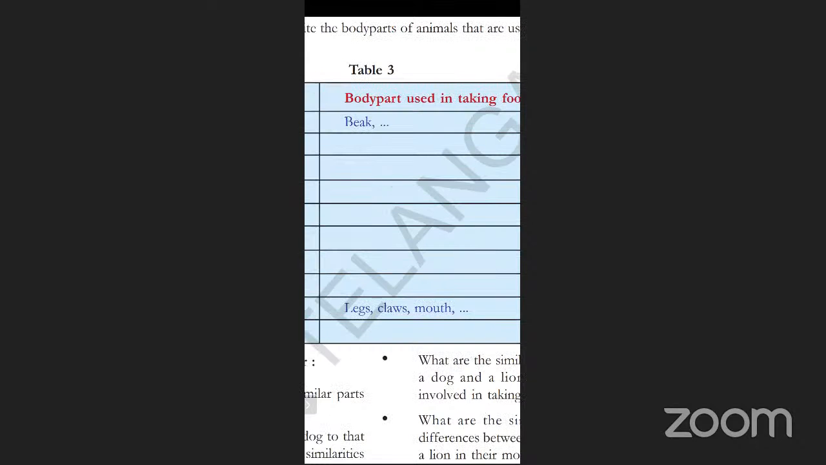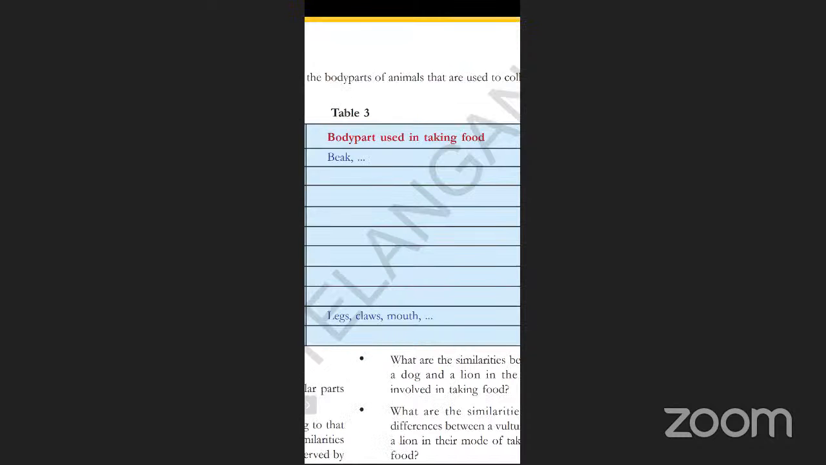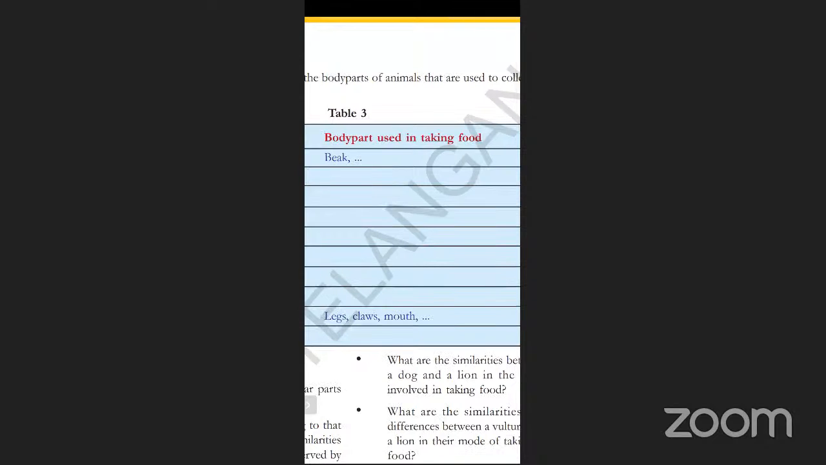Still any doubt? You have to write the new words, I mean keywords, whatever I discussed today and yesterday. That you have to complete and this you have to complete. Why I gave this table is so you should understand how particular animals collect food. Okay, children.